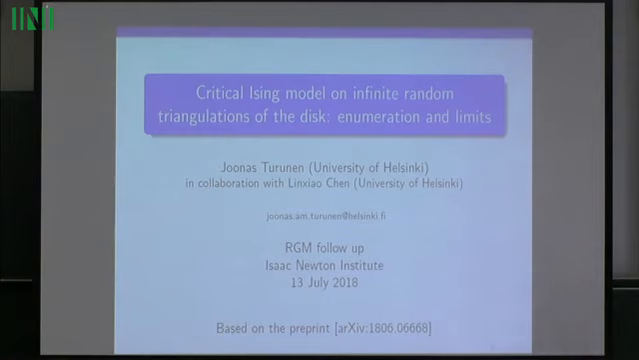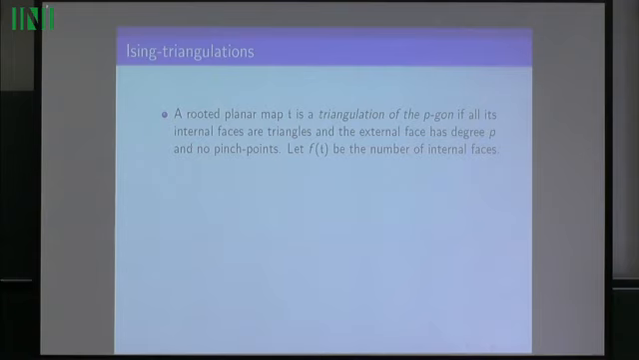And my topic is going to be the critical Ising model on triangulations of a disk. Well, let's start from the basics. So we study rooted planar maps which have only triangular faces in the interior, and then there's a polygon boundary without pinch points. So basically we have a simple polygon on a sphere, and then inside the polygon we have a triangulation.